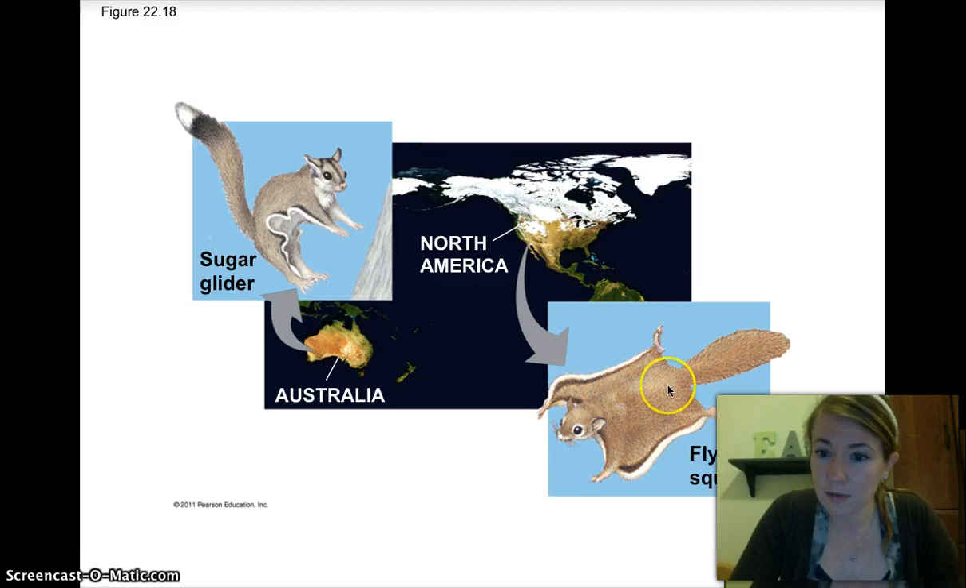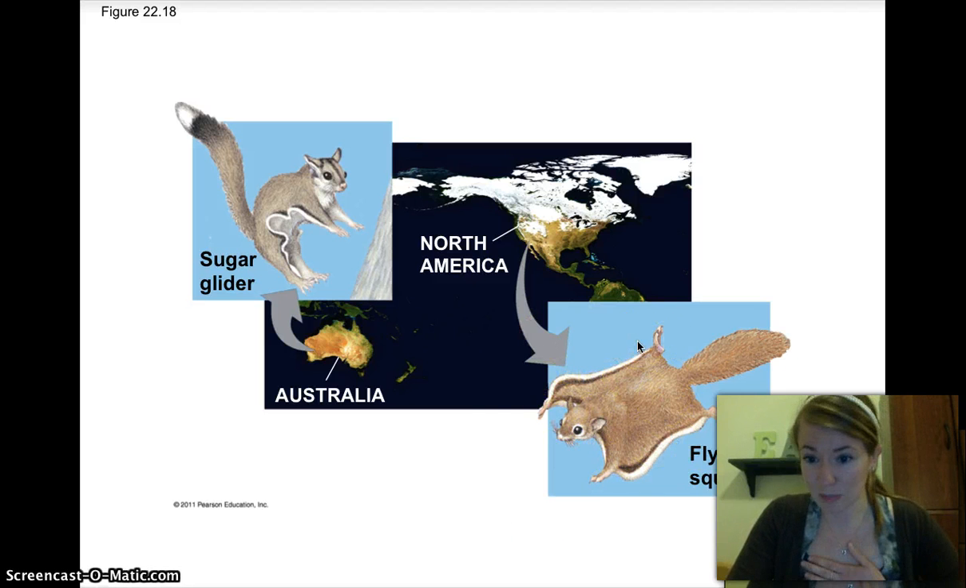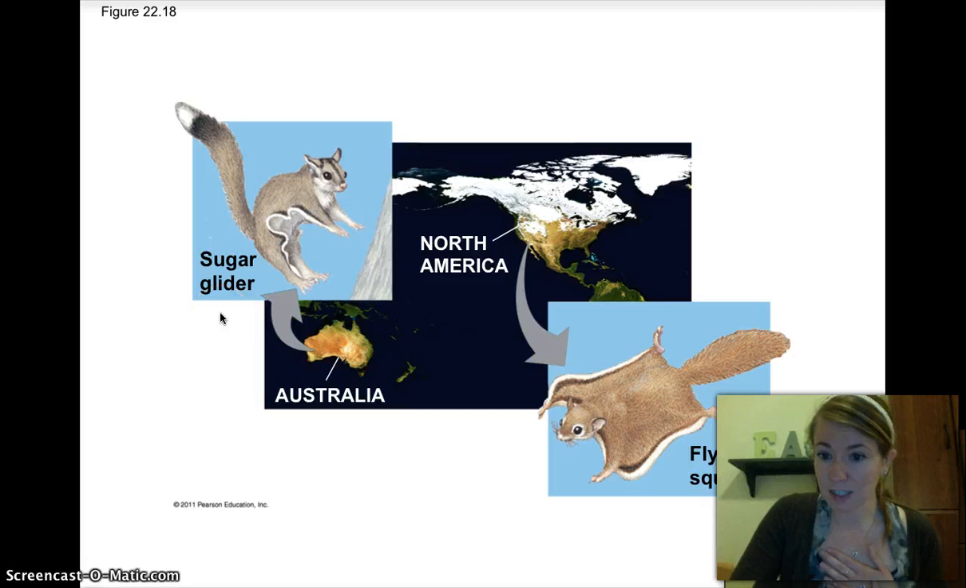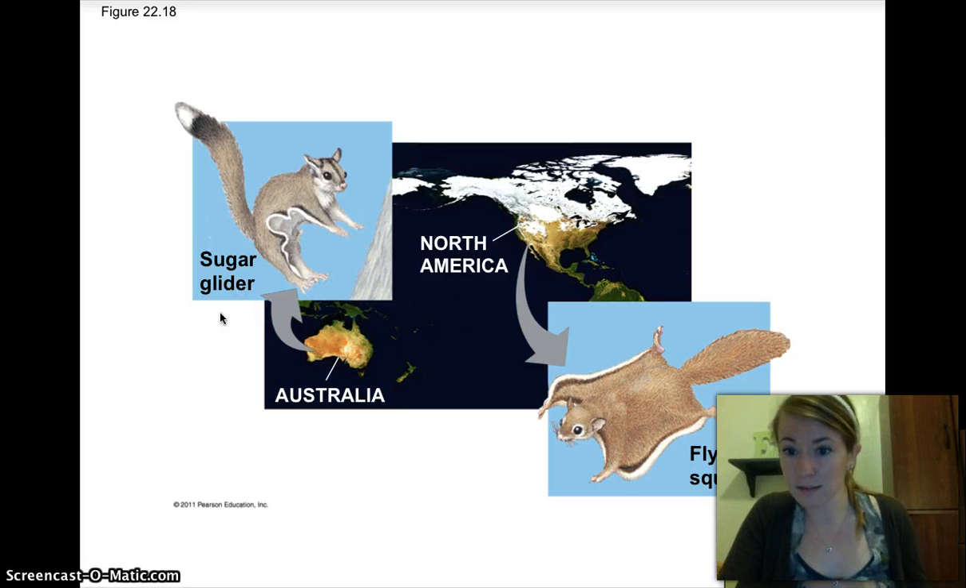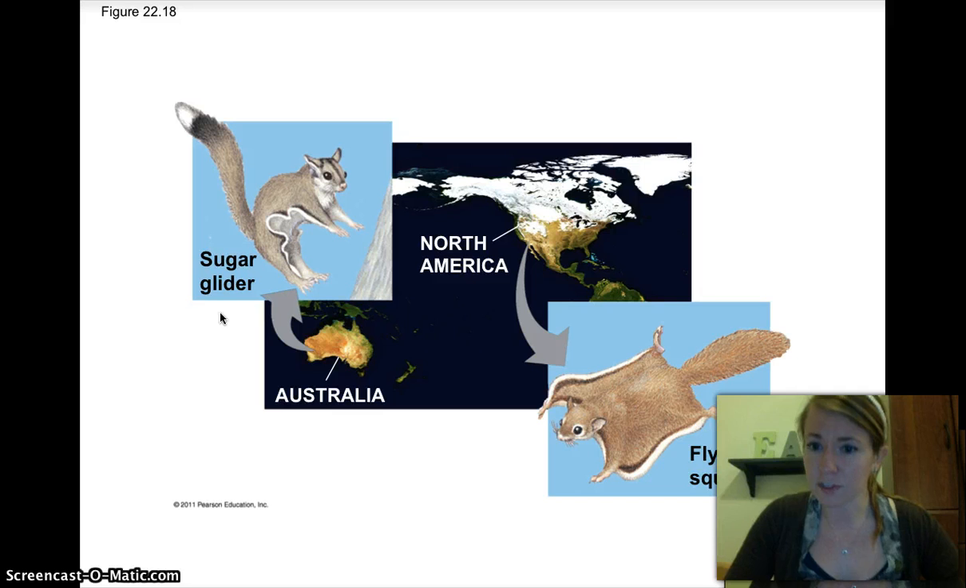So this evolved from the same common ancestor that we had. This evolved from the same common ancestor that kangaroos had, but they evolved to look the same. So that's convergent evolution.